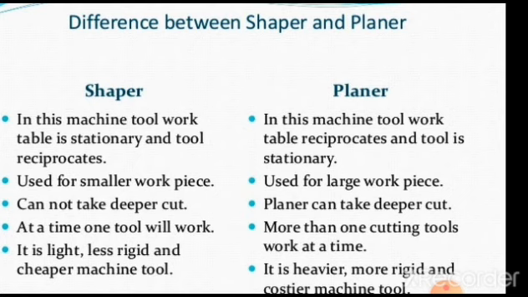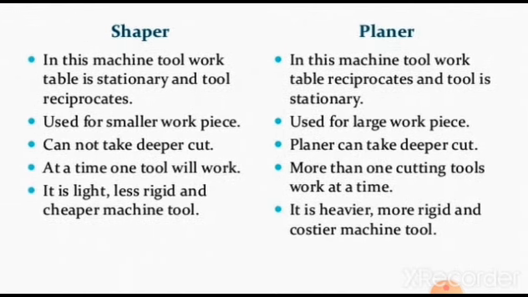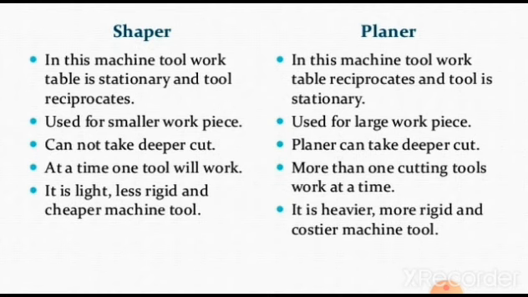If you recollect what we have discussed, try to imagine that the double housing is there and the cross rail is there. On the cross rail there are two tool heads and on the column you will be having two tool heads. So in total we have 4 cutting tools to be operated at a time. Whereas in the case of a shaper, only one cutting tool, which is provided on the tool head of a ram, is made to reciprocate.